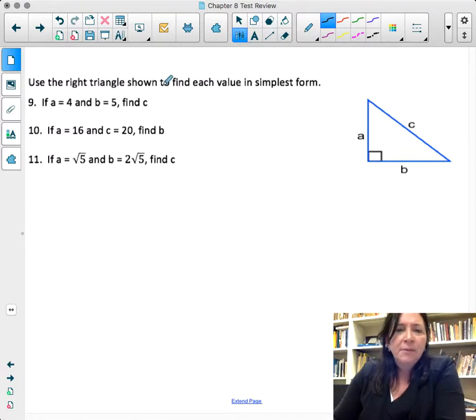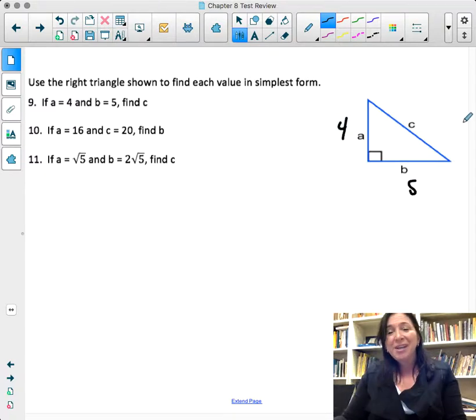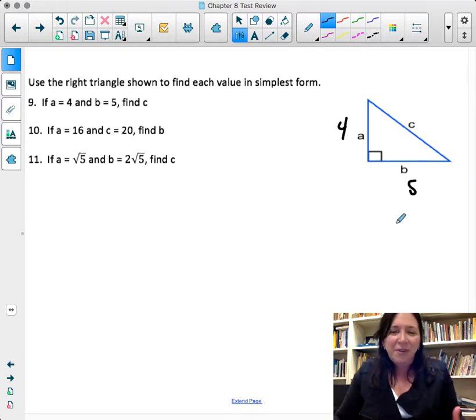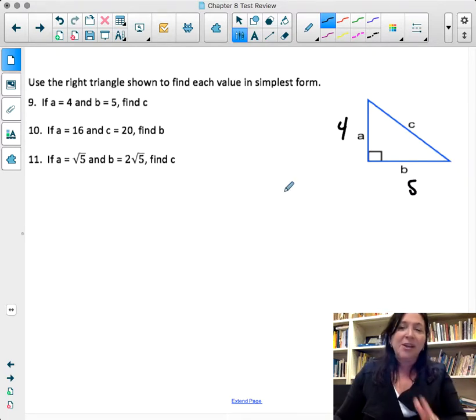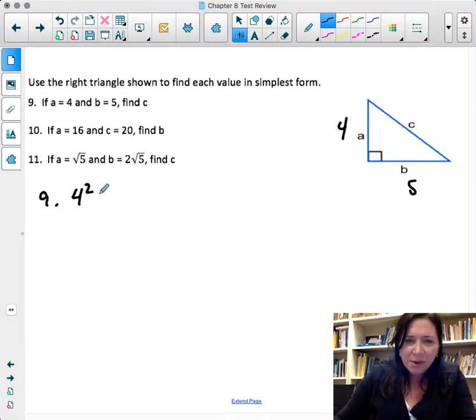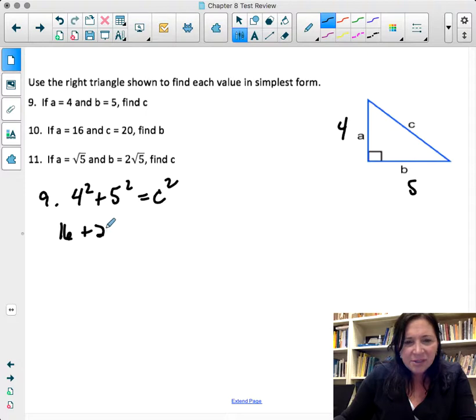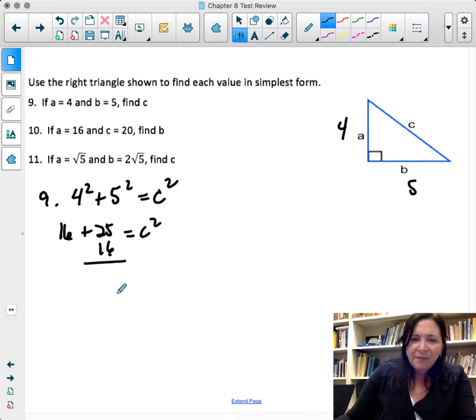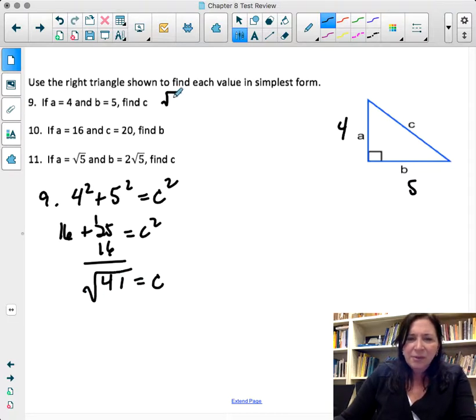Okay, use the right triangle shown to find each value in simplest form. A is 4, B is 5. What's C? C is not 3. People see 3, 4, 5, see 4, 5, and they automatically think the other value is 3. Don't think that. Okay, this is number 9. This is my hypotenuse. So you've got to go 4 squared plus 5 squared is equal to C squared. So 16 plus 25 is equal to C squared. 16 plus 25, add those up, is 41. C equals the square root of 41. So this one is the square root of 41, okay?